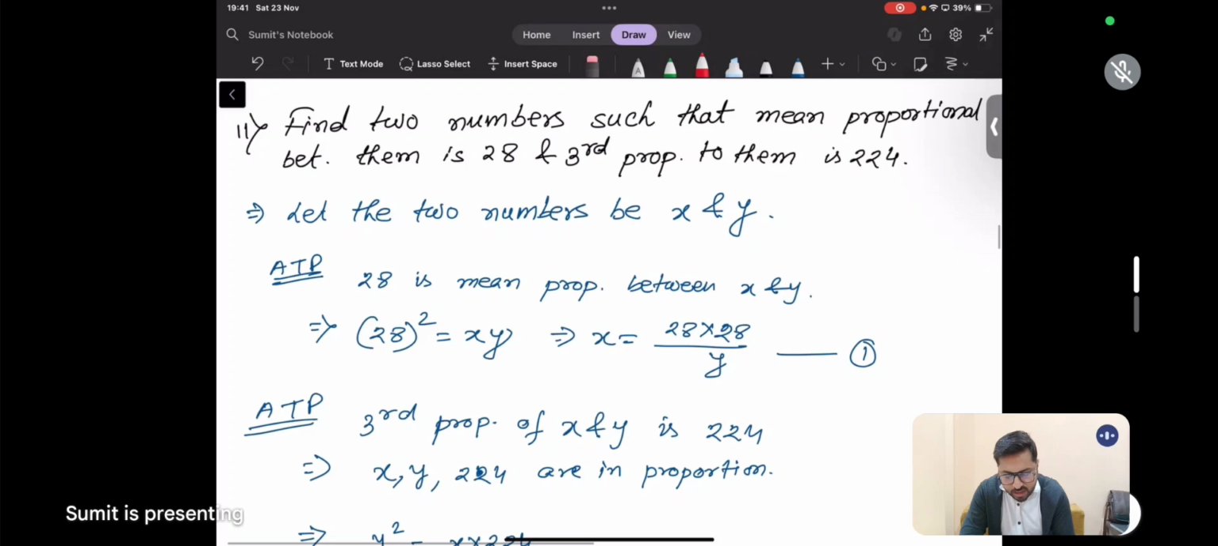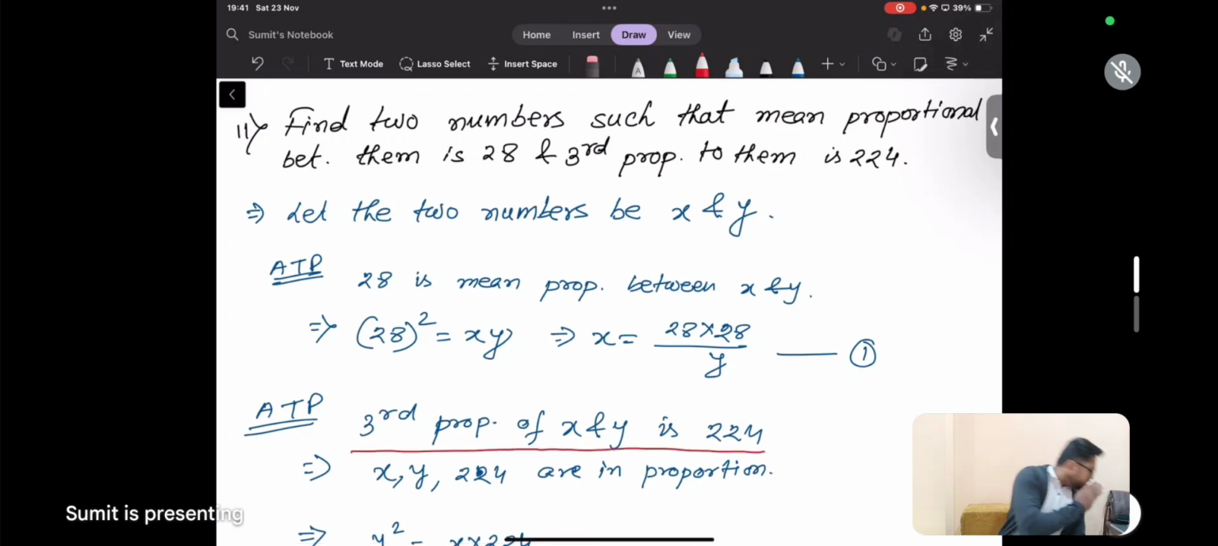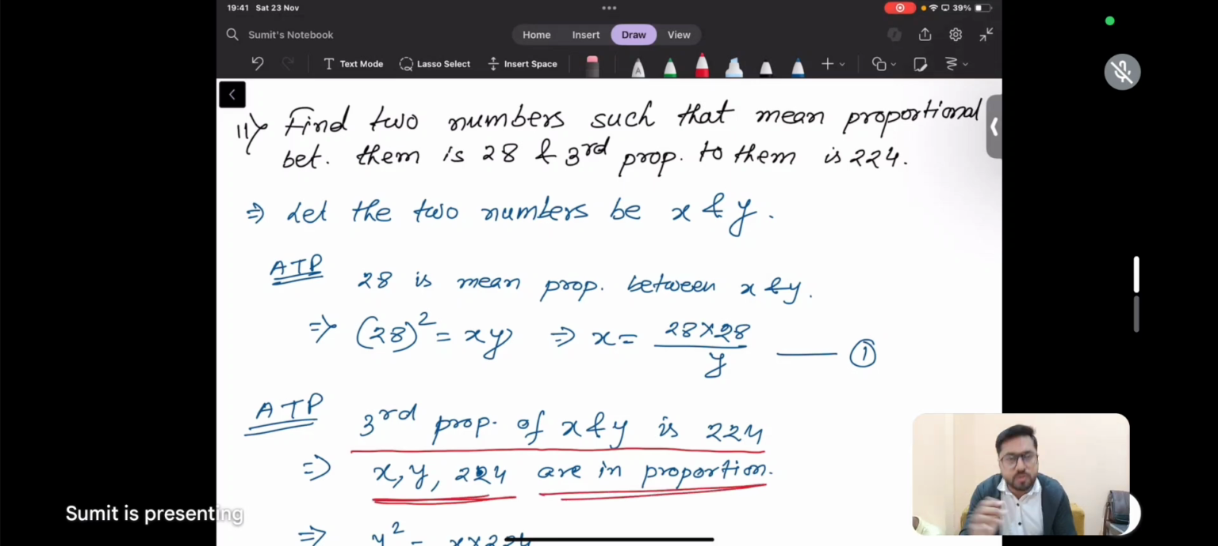What is the next condition given? That is third proportional of x and y is 224. Sorry. Third proportional of x and y is 224. It means x, y, 224 are in proportion. এটা বলতে পারি আমরা। So that means the middle one is y. So y will be called the mean proportion between x and 224.